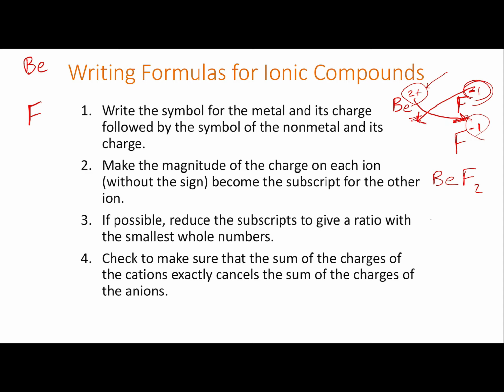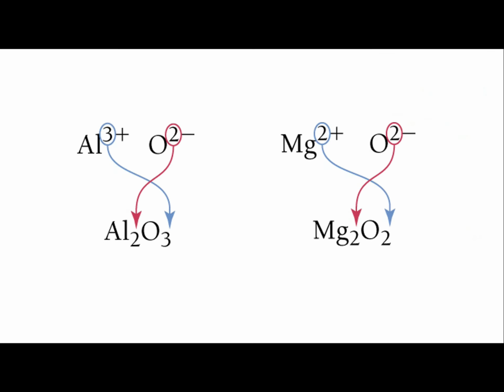Okay. If possible, reduce the subscripts to give a ratio with the smallest number. So if we had this written down for some reason, Be2F2, we would just reduce this to just be BeF. That's what that means. And then we want to make sure that the charges actually cancel. This is why it's super important that you actually start with the right charges. So when in doubt, check, look it up. Don't just guess. All right, so here we have just 2 examples, formulas for aluminum and oxygen and magnesium and oxygen. Now these are ionic compounds, cations and anions together.